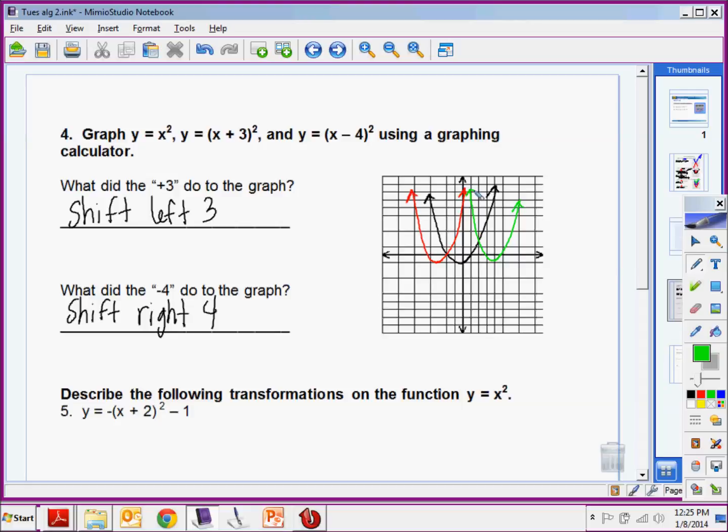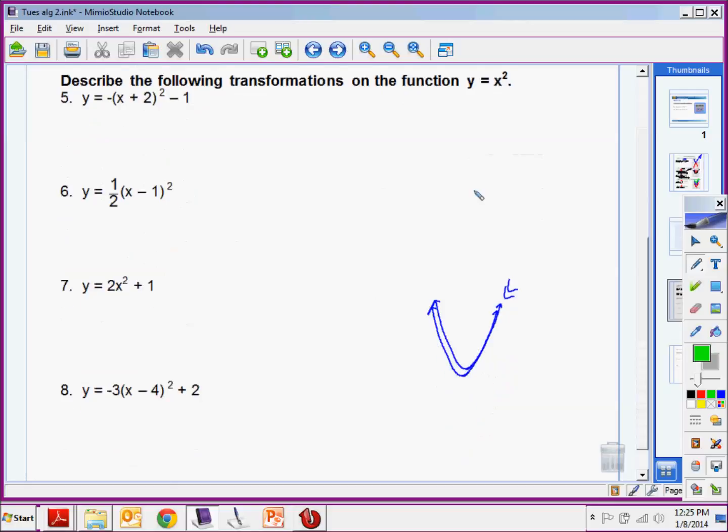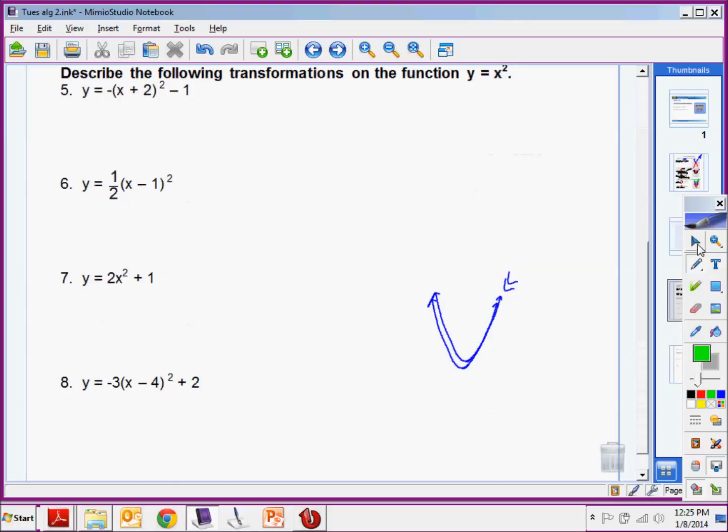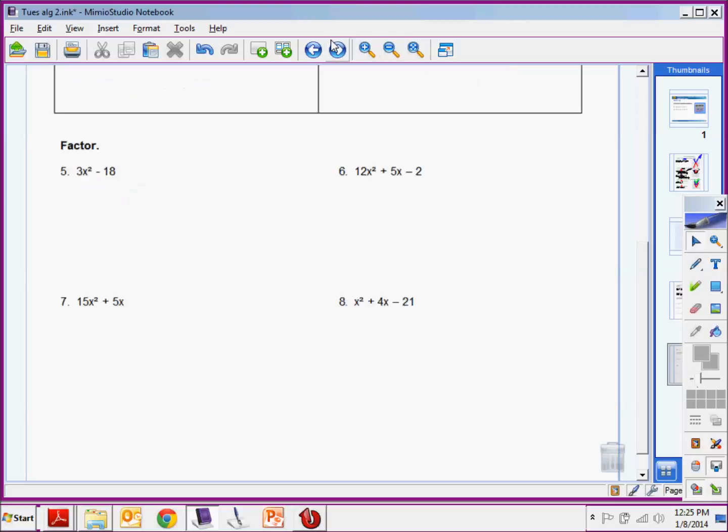All right, do we all remember this? Vaguely. But it's not as hard as you thought it was last semester. All right, we're going to do number 5 together, and then you're going to do 6, 7, and 8 in your group. Once you're done with this, then you have the remainder of class to work on your homework. When you get to the homework, it's over transformations, and we're reviewing factoring.